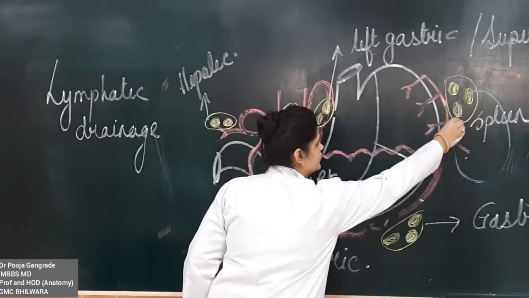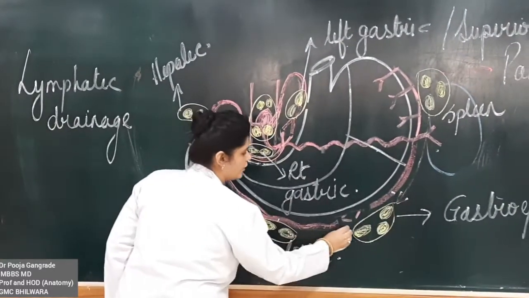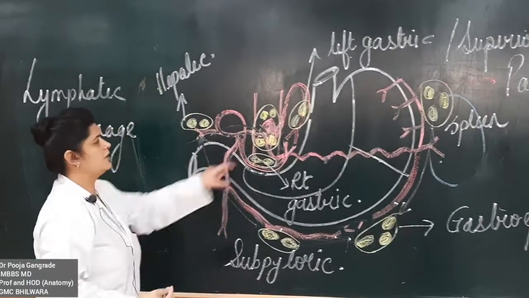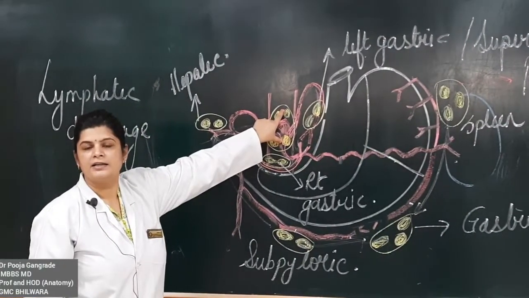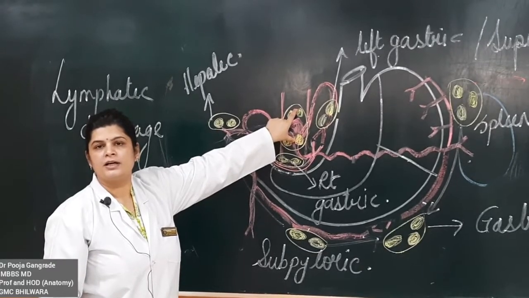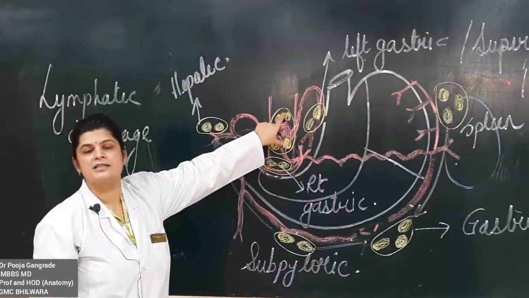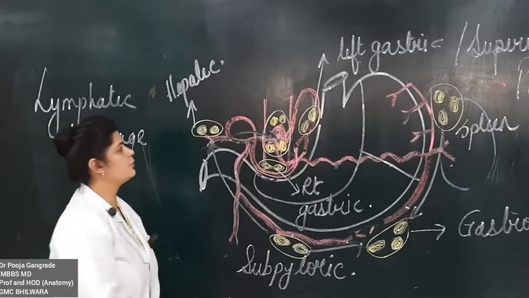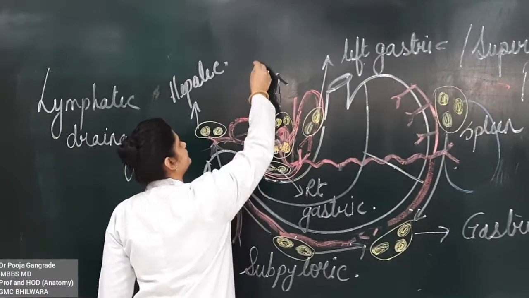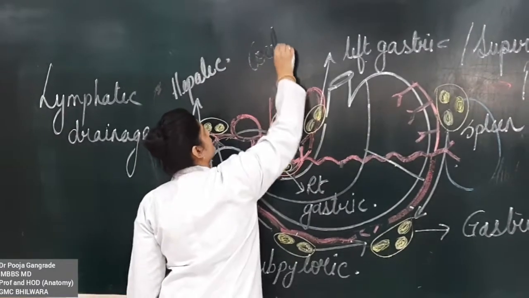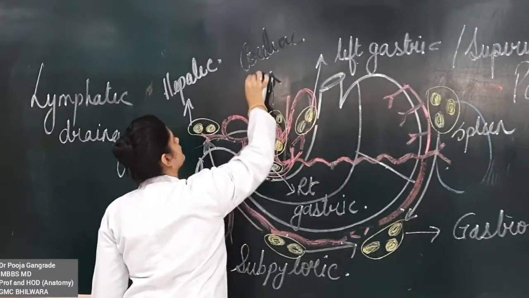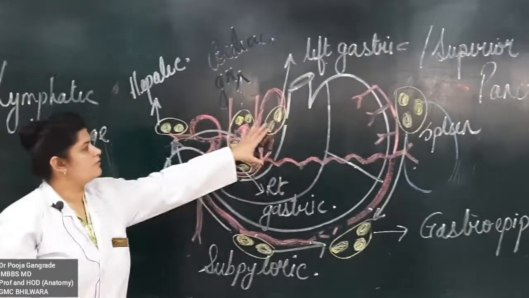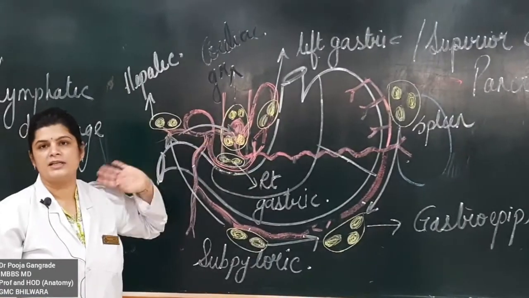So, all of these are finally going to drain into the central part, which is related to the celiac trunk. Hence, this group is called the celiac group of lymph nodes. All of them are finally going to drain into the celiac group.